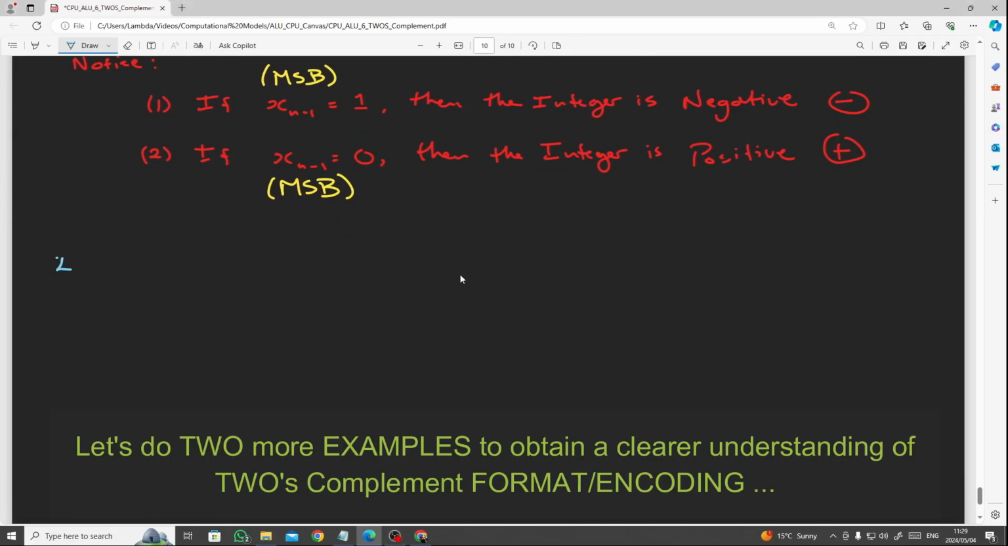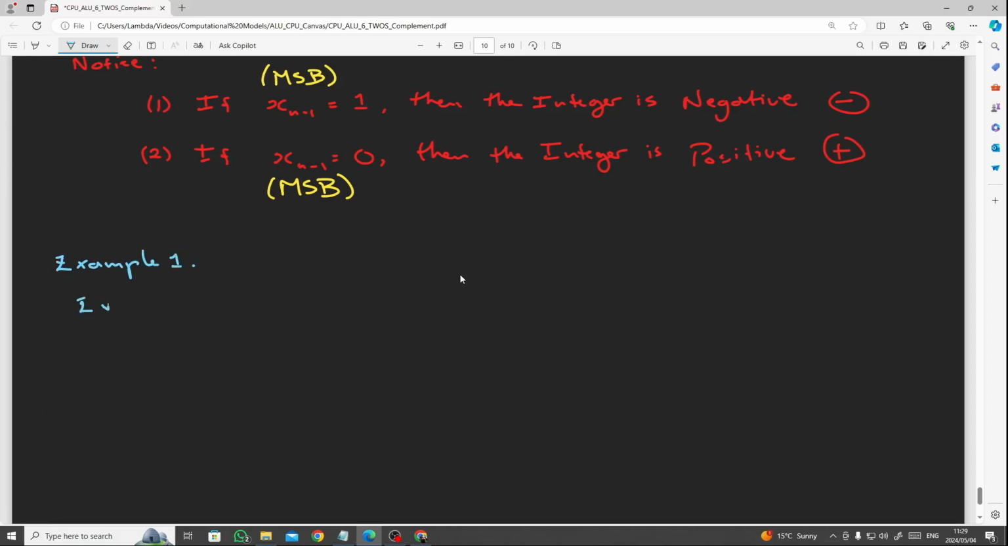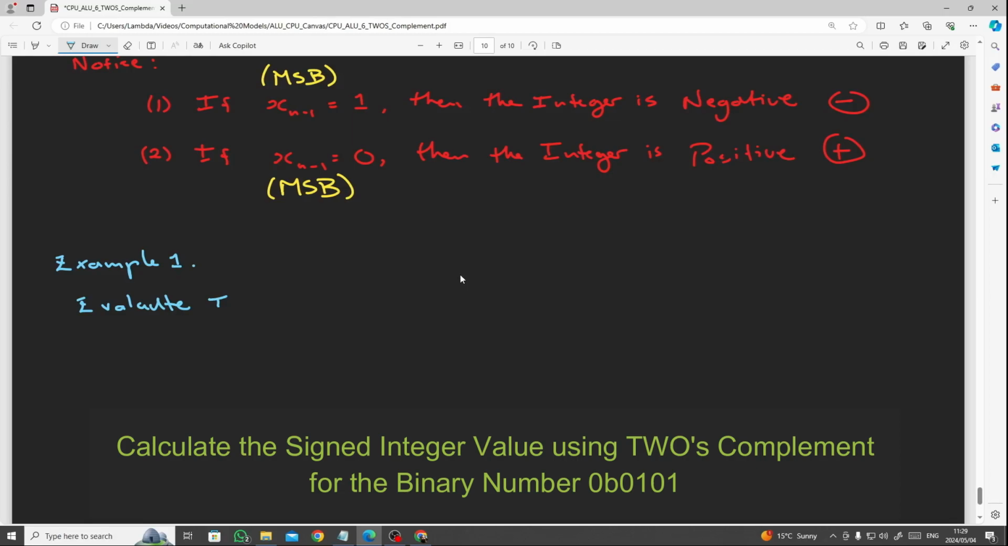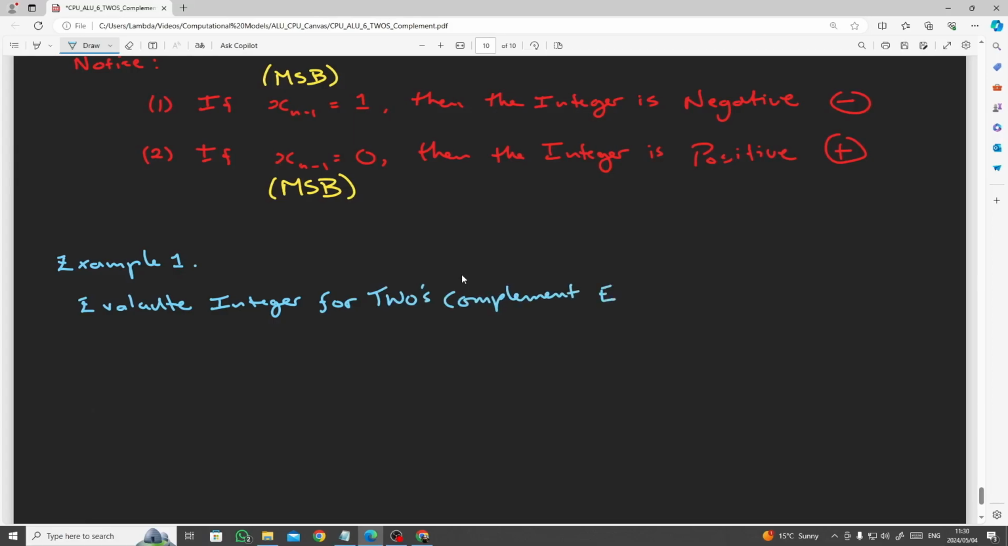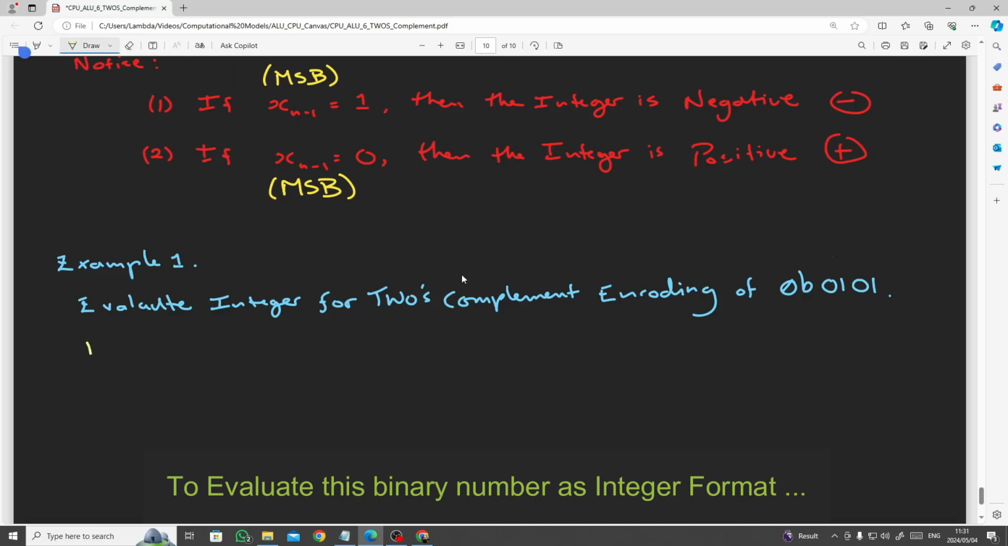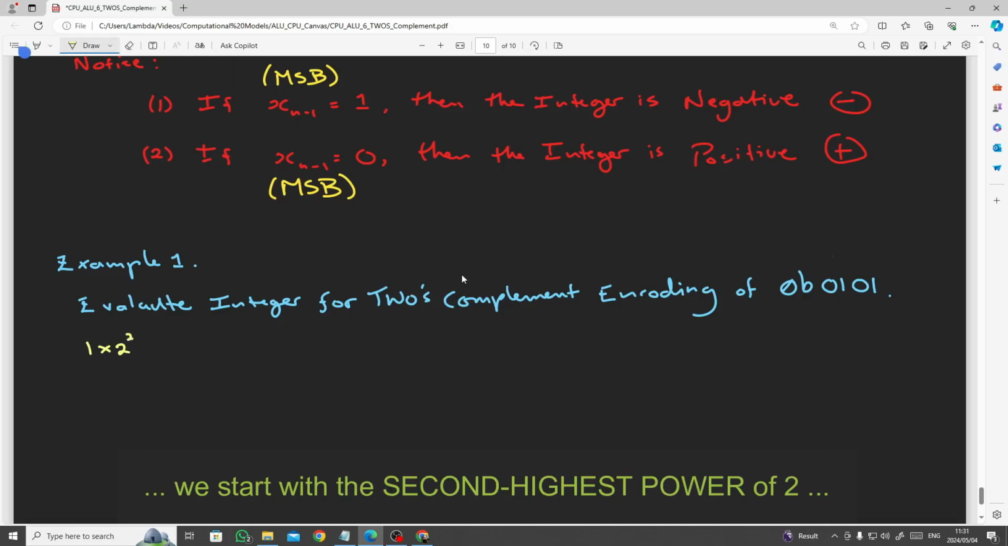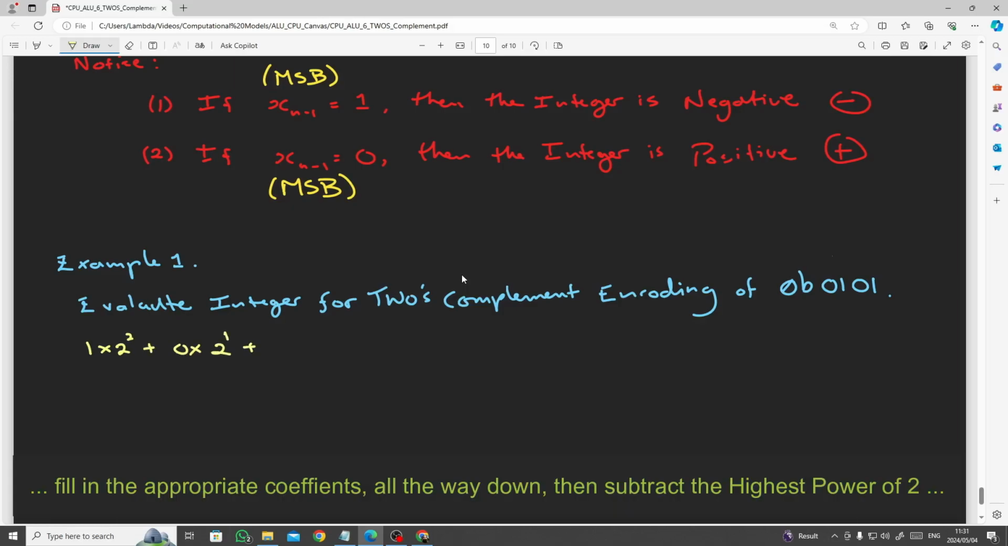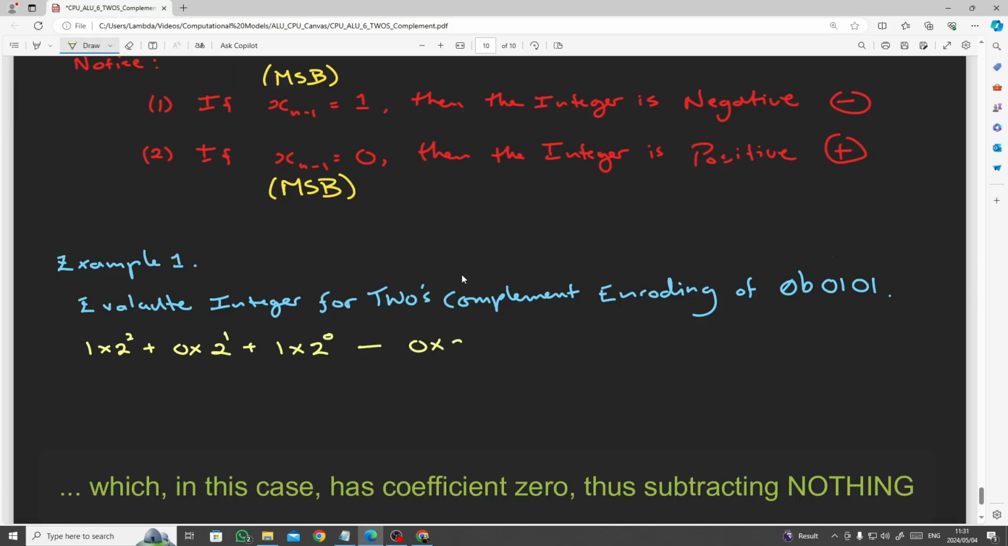Let's do 2 more examples to obtain a clearer understanding of 2's complement format encoding. Example 1. Calculate the signed integer value using 2's complement for the binary number 0101. To evaluate the binary number in integer format, we start with the second highest power of 2, fill in the appropriate coefficients all the way down, then subtract the highest power of 2, which in this case has coefficient 0, thus subtracting nothing.